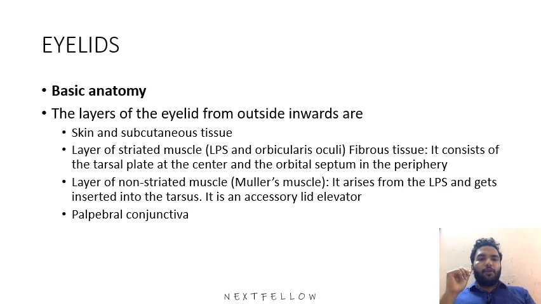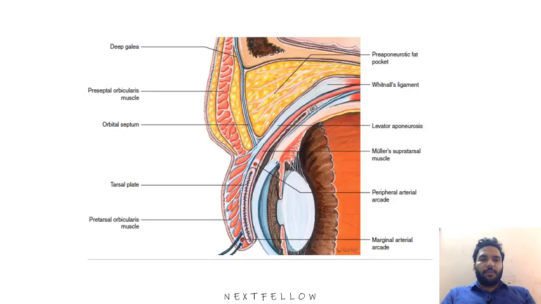Then there is layer of non-striated Muller's muscle. It rises from the LPS and gets inserted into the tarsus. It's an accessory lid levator. Okay. Then the palpebral conjunctiva. As you can see in this picture, first is the skin, subcutaneous tissue. Then there is a striated muscle, then non-striated muscle, and then conjunctiva.